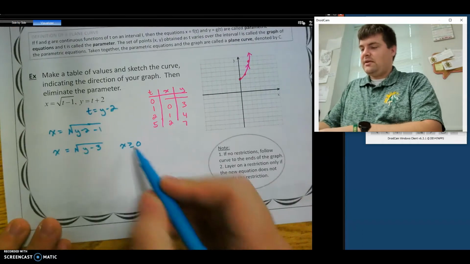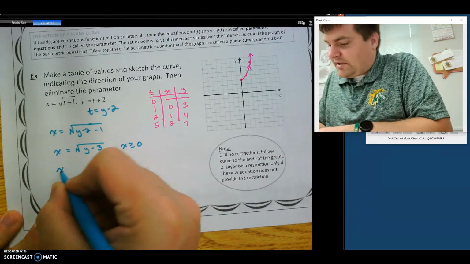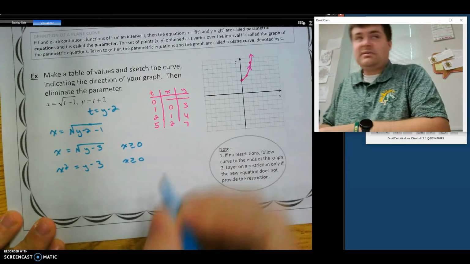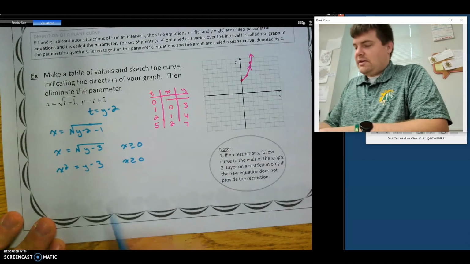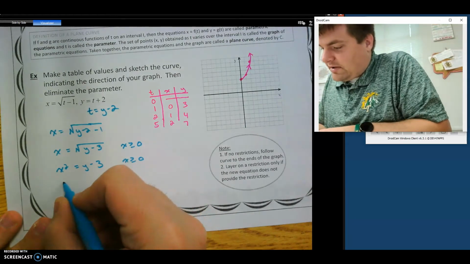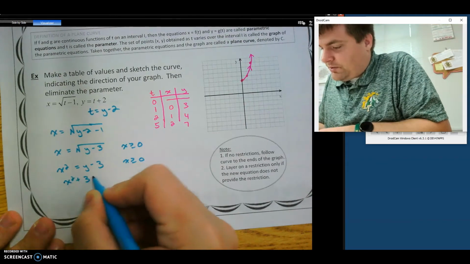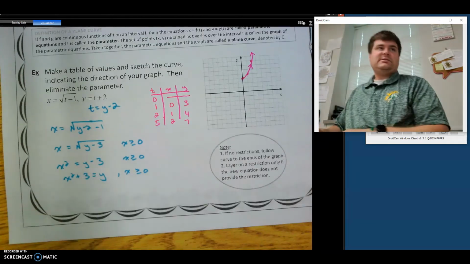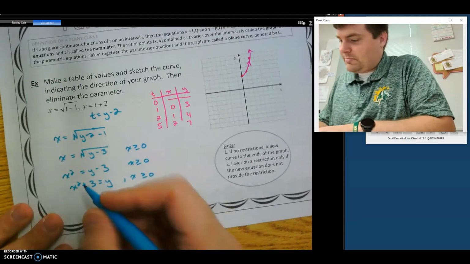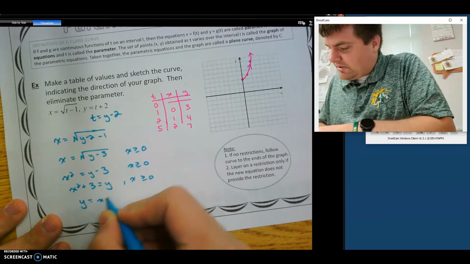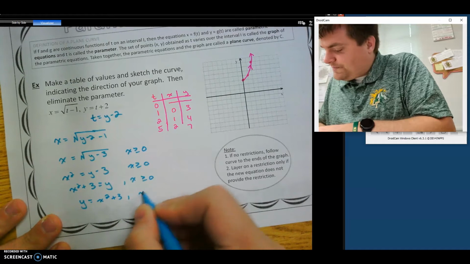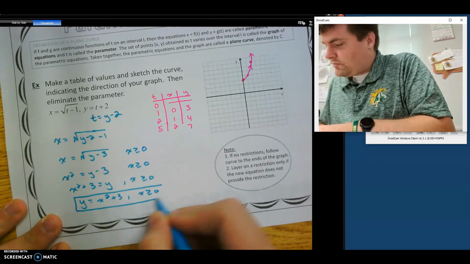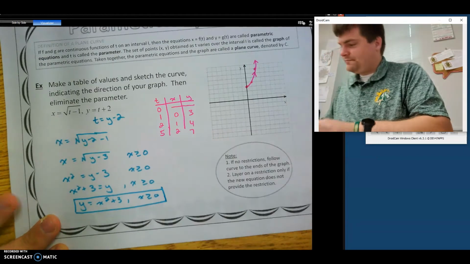So from here, let's go ahead and square both sides. So I'm going to get x squared equals y minus 3. Again, that same restriction: x has to be non-negative. And then move that 3 over, and I'm going to get x squared plus 3 equals y, with this restriction of x has to be non-negative. And I'll rewrite this so it's y equals in front because that makes people happier. So there you go.